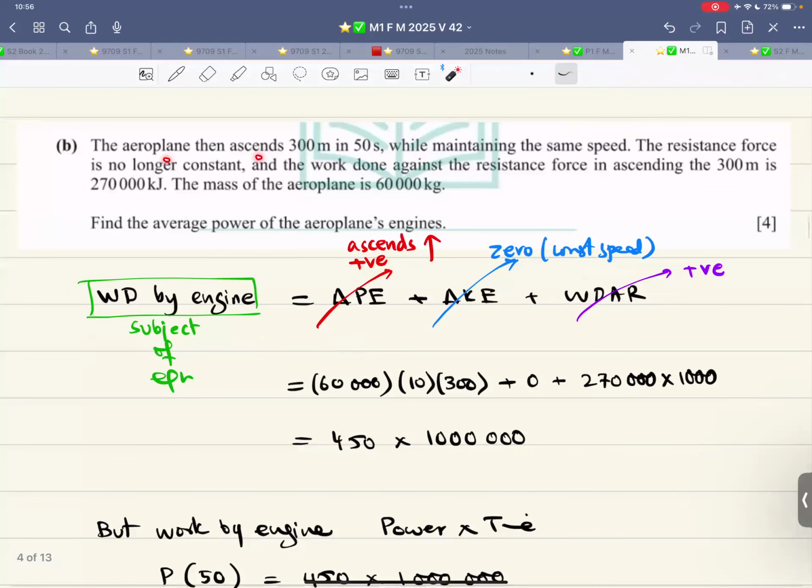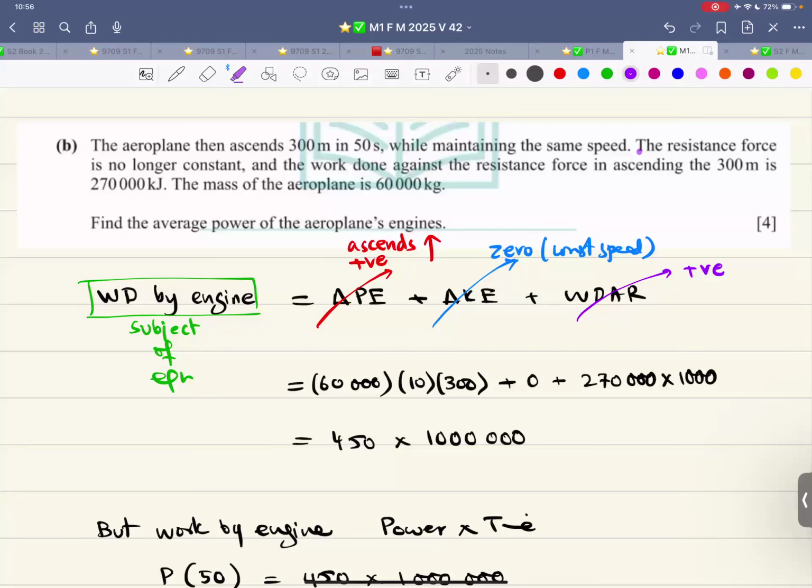The aeroplane then ascends 300 meters. Ascend means goes up, in 50 seconds, while maintaining the same speed. The resistive force is no longer constant, and the work done against the resistance force during the 300 meters is this much. The mass of the airplane is this much. Find the average power. Now, first of all, let me ask you this question.